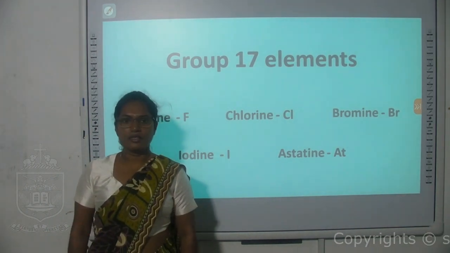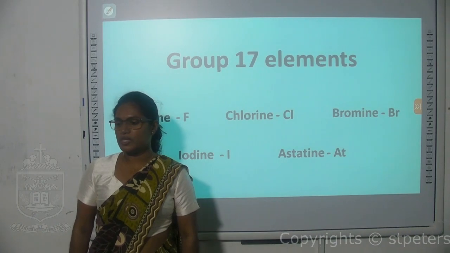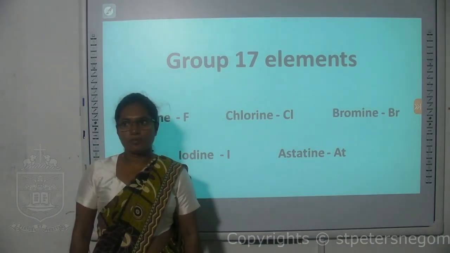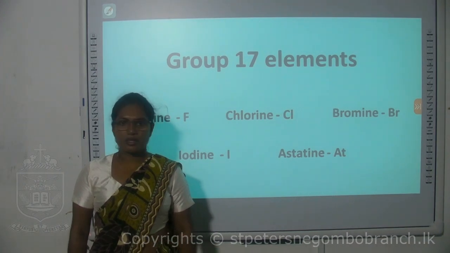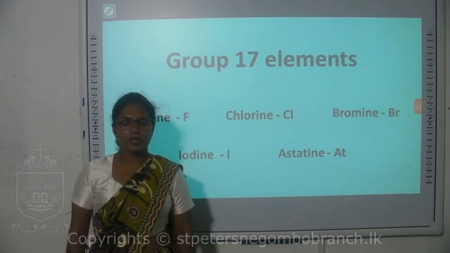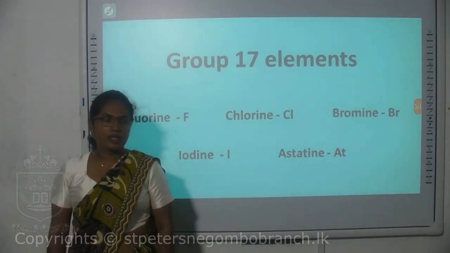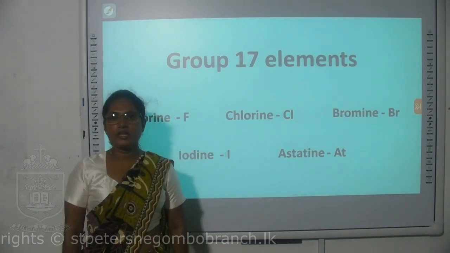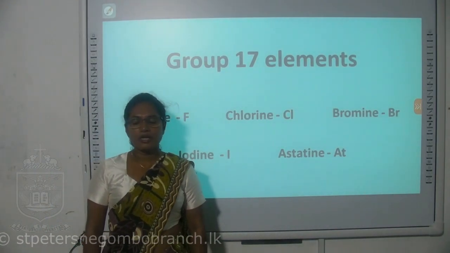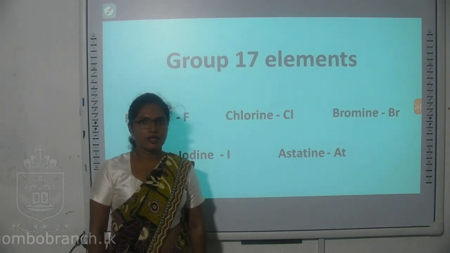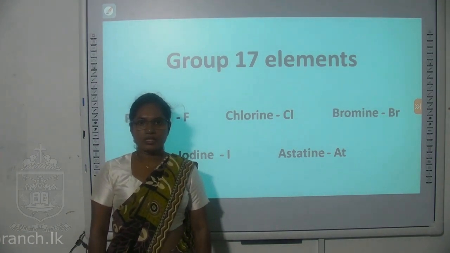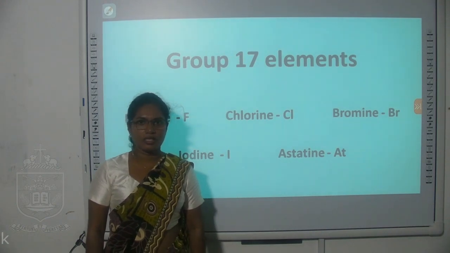In this lesson, we are going to discuss the p-block group 17 elements. First, let's see what those elements are. They are fluorine, chlorine, bromine, iodine and astatine. In this lesson, we are going to consider these elements.